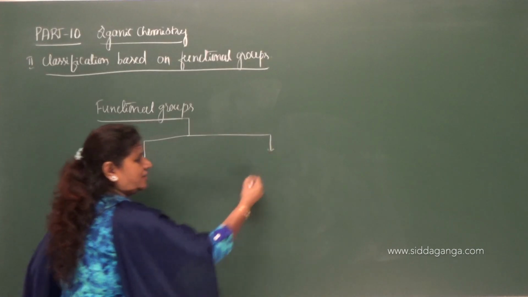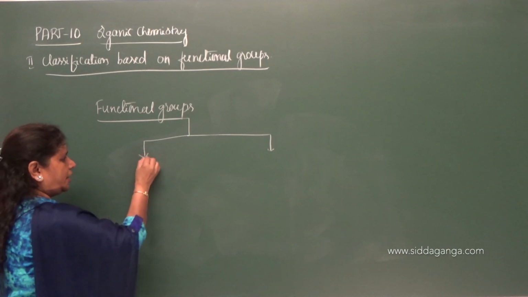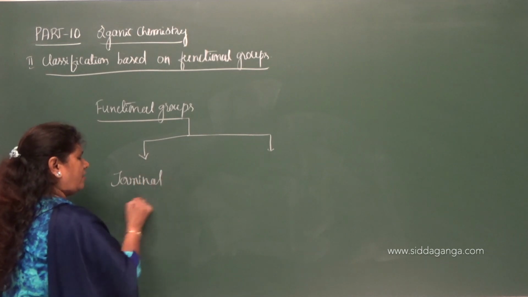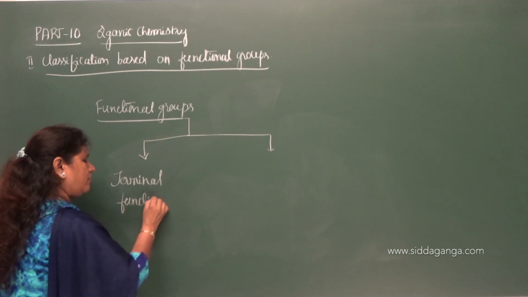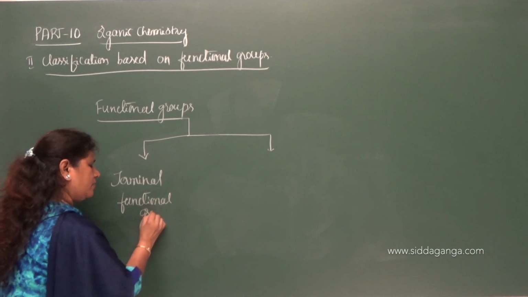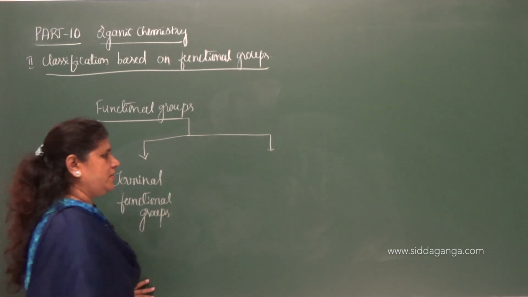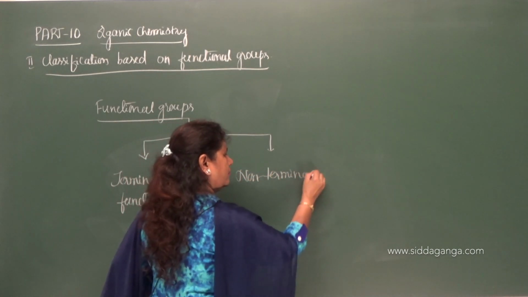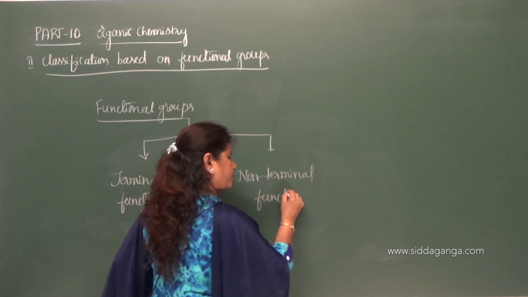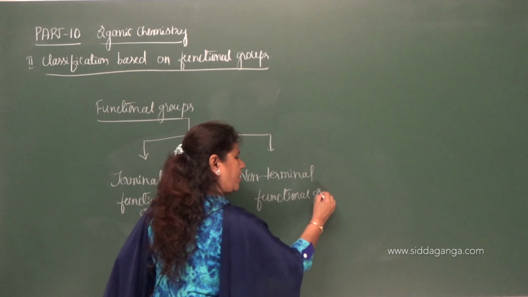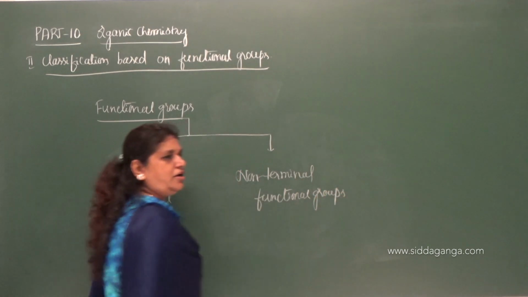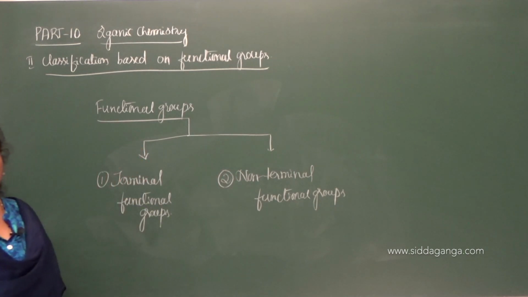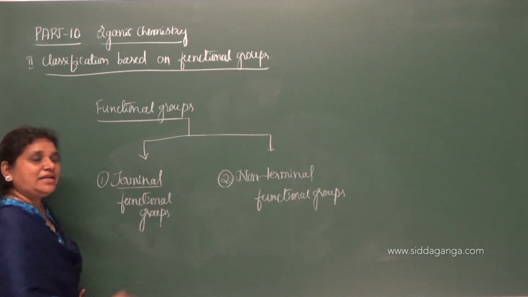We can classify the functional groups into two types. What are those? That is terminal functional groups, and the second one is non-terminal functional groups. So, first one is terminal functional group, second one is non-terminal functional groups. What do you mean by terminal?